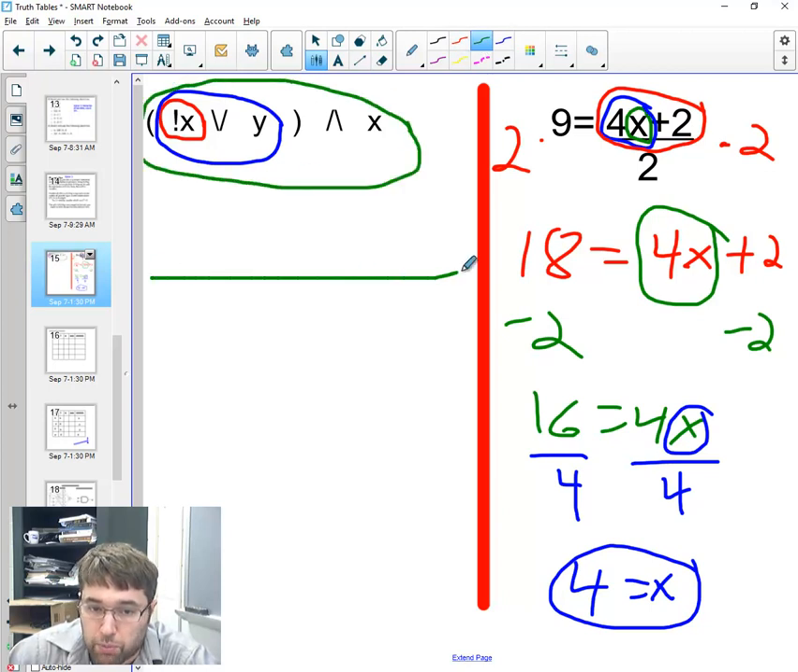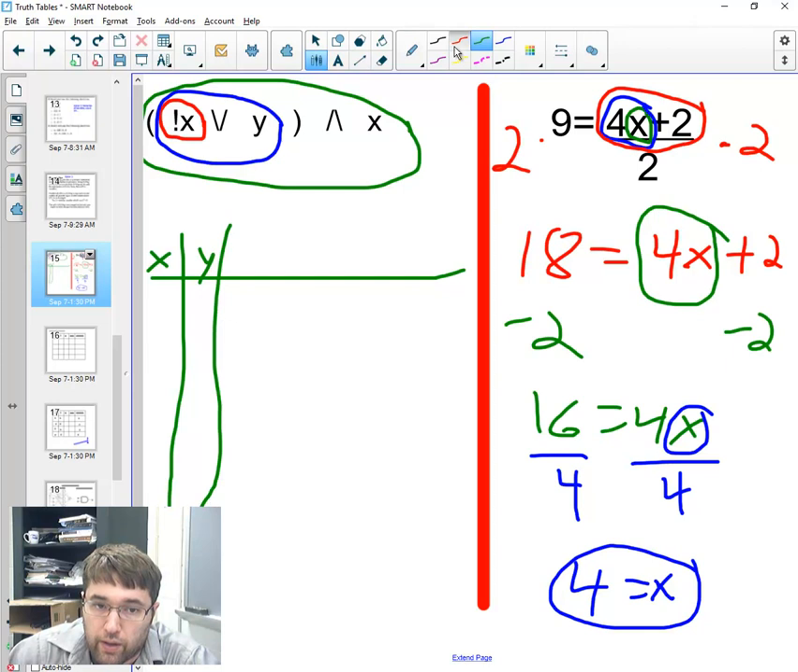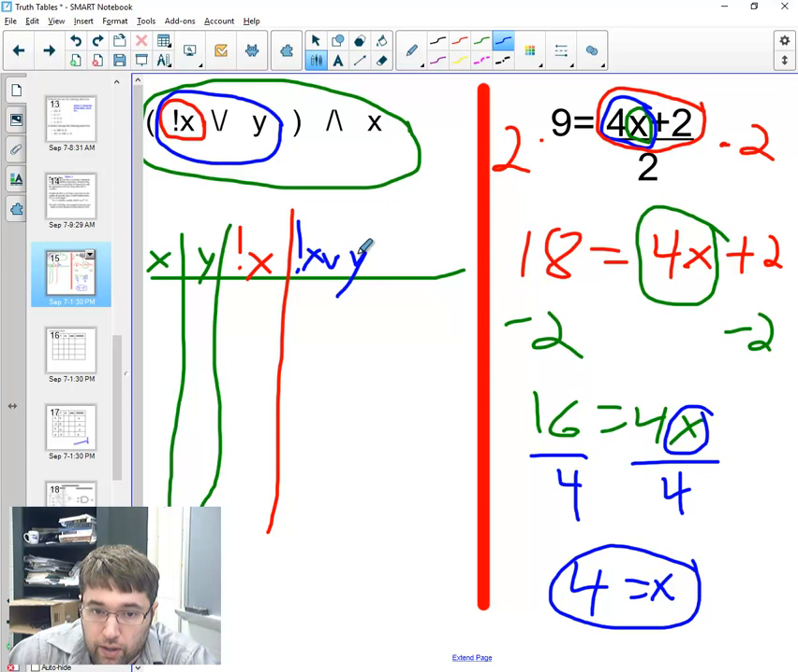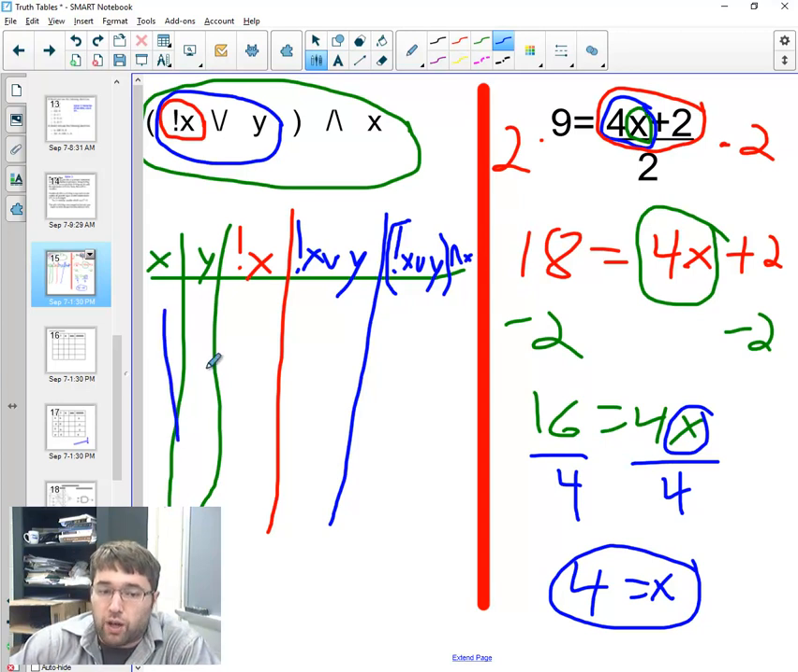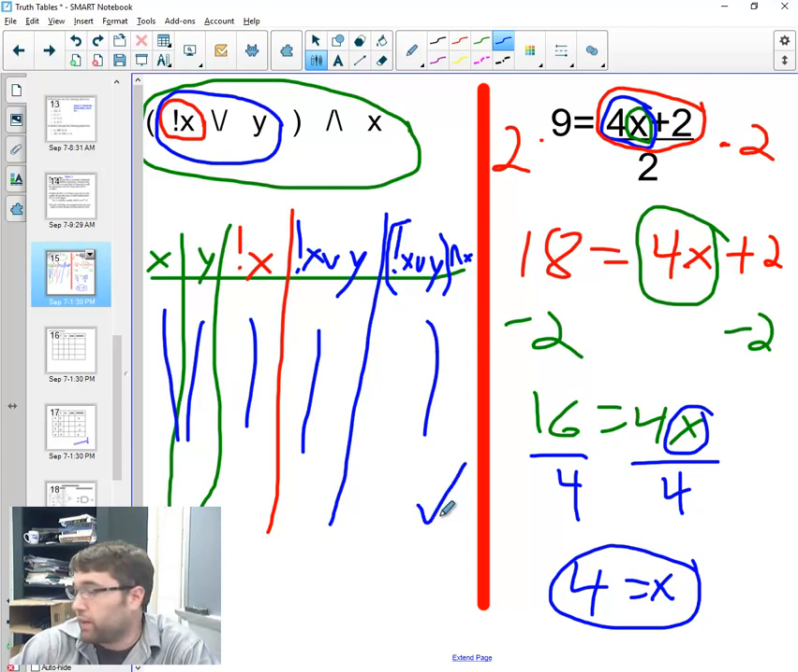So to do this, when we set up the truth table, we need x, y. Then we need not x. Then we need not x or y. And then we need not x or y, in parentheses, ANDed with x. So what we do is we solve this, which is easy, it's given. Then we solve this, then we solve this, then we solve this, and we have the answer.